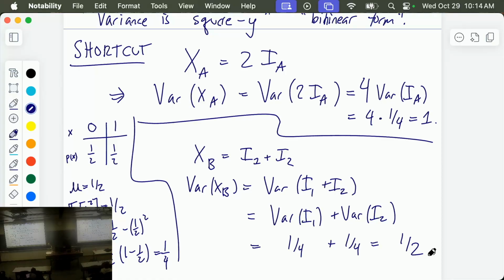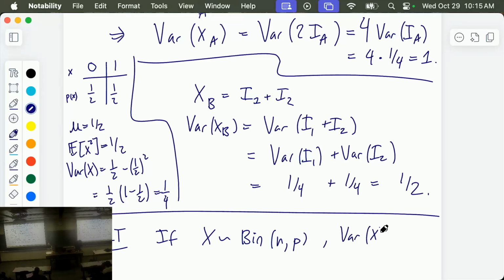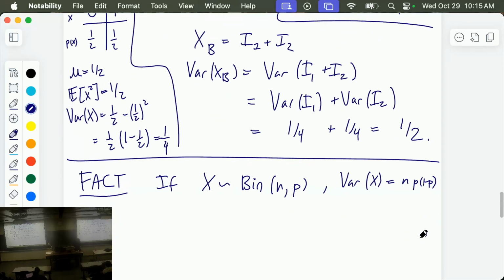So this is the shortcut way to calculate Alice and Bob's variance. And actually, this leads us, just like we had a general fact, there's a general fact about binomials. For a general binomial random variable, a binomial of n and p, what is its variance? The variance of x is n times p times 1 minus p. And the proof is very similar to before. So you write x as I1 plus ... plus In, and then the variance of x is the variance of all these things.